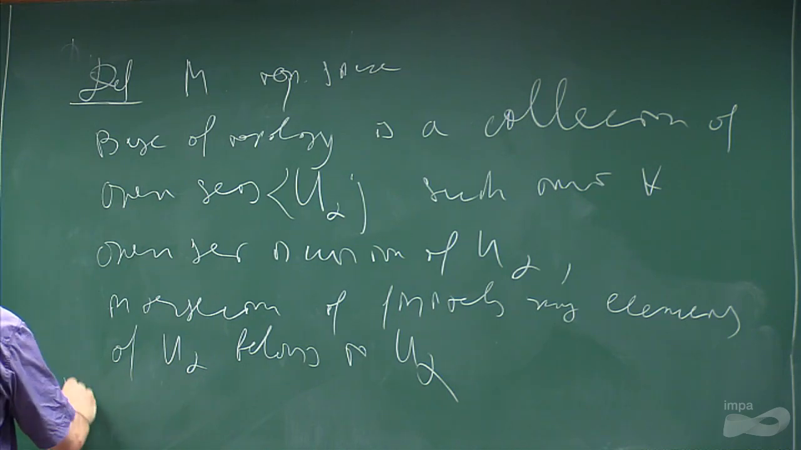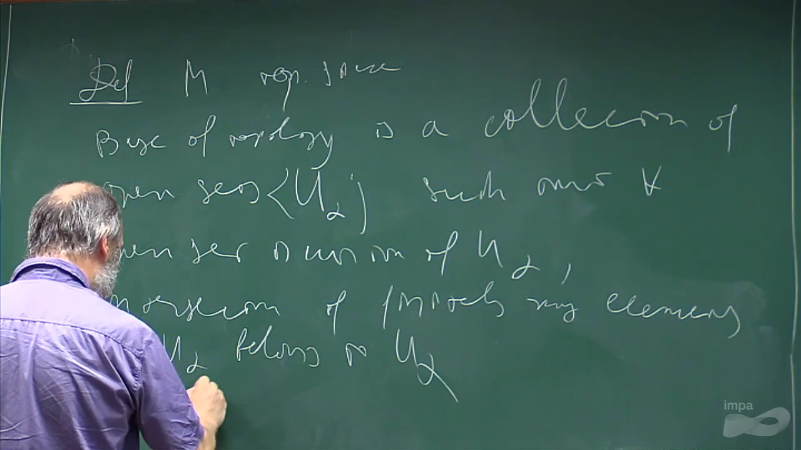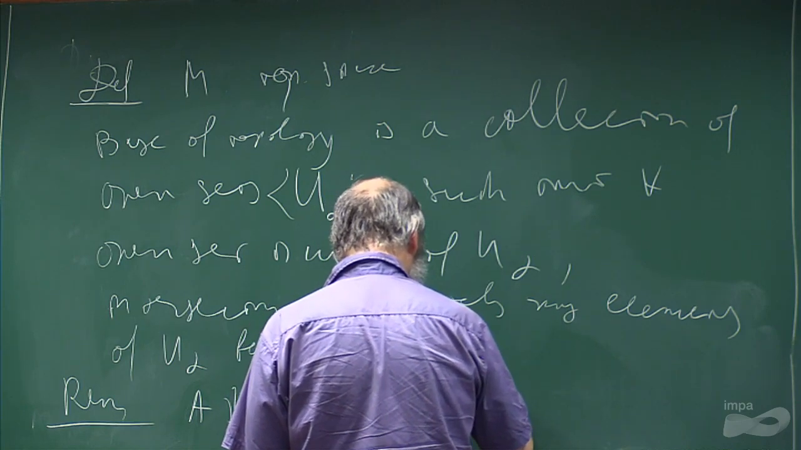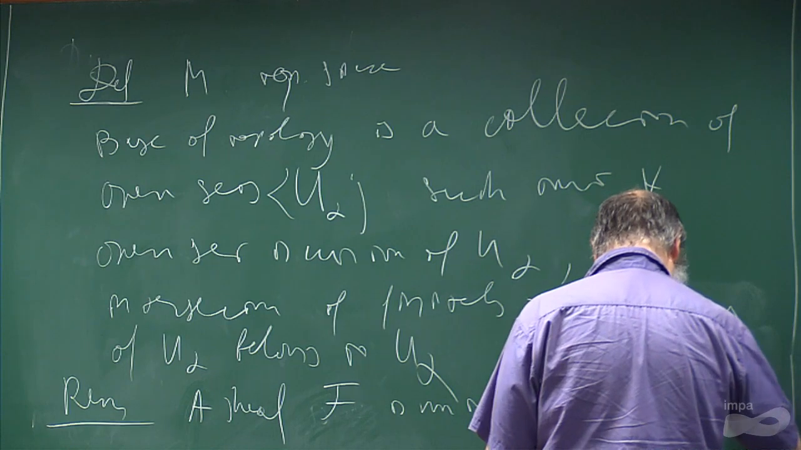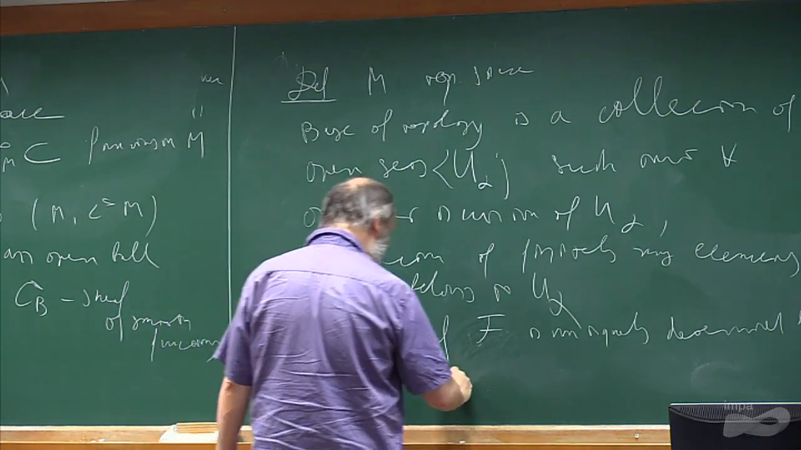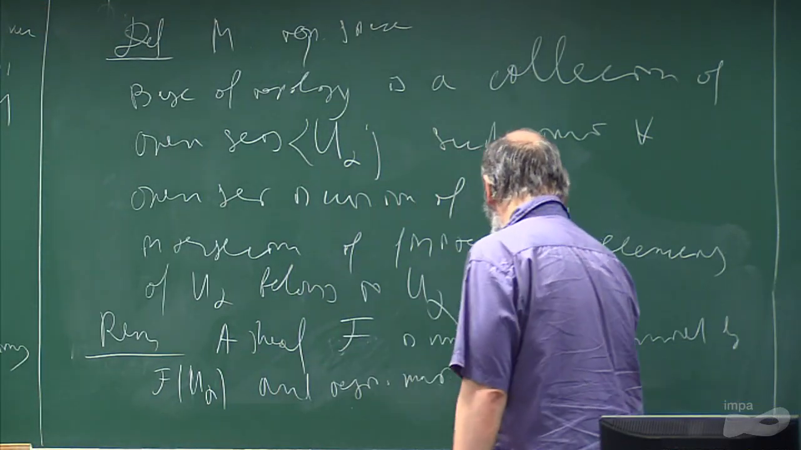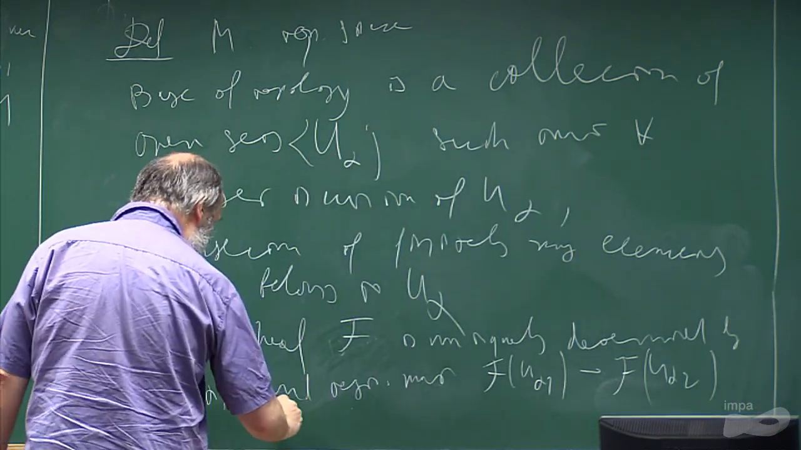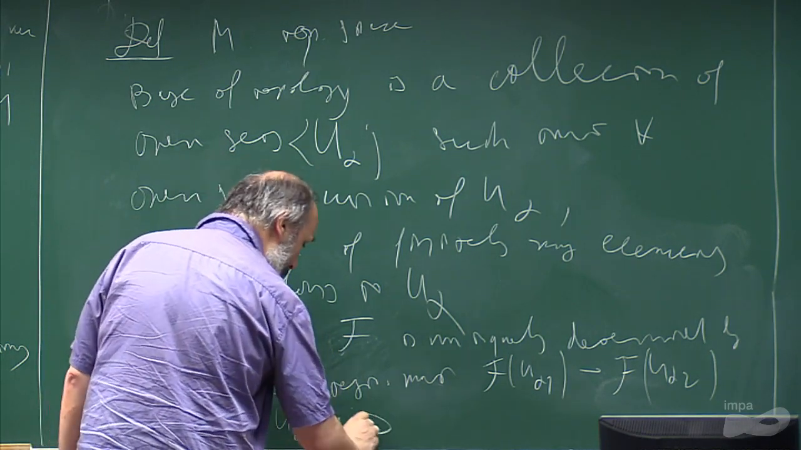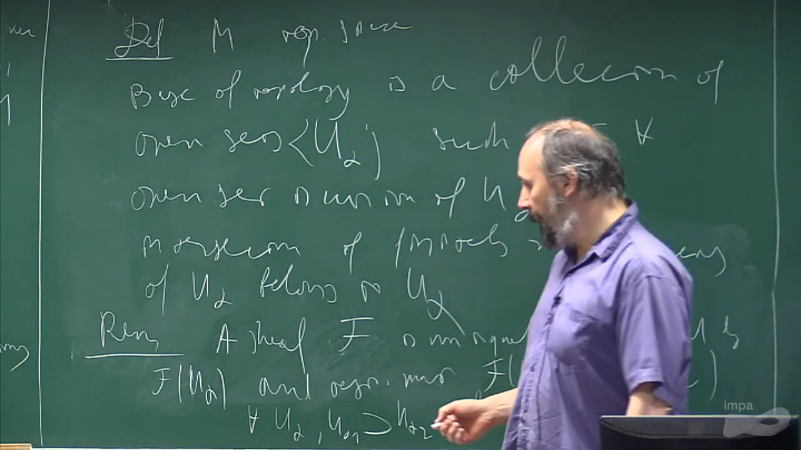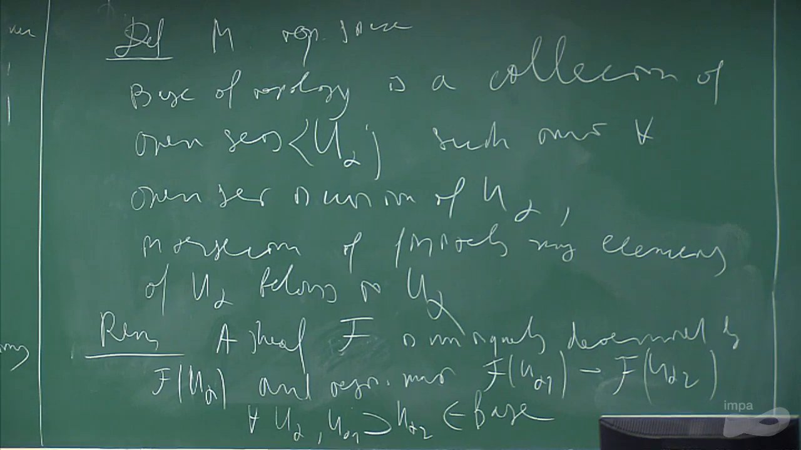This is important for the following reason. Remark: if you have a sheaf F, it is uniquely determined by F of U alpha and the restriction maps from F of U alpha 1 to F of U alpha 2, where you take all U alpha 1 containing U alpha 2, inside the base. This is why we are interested in the base. And the proof is almost trivial.